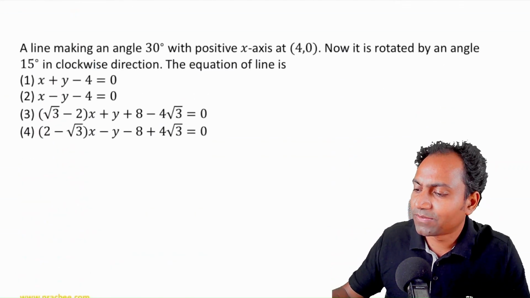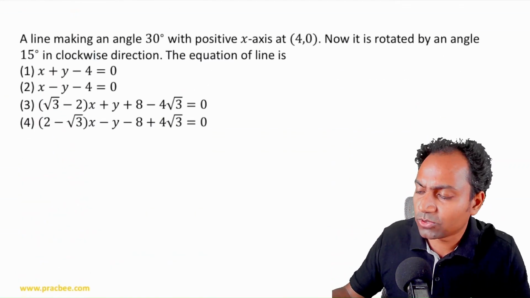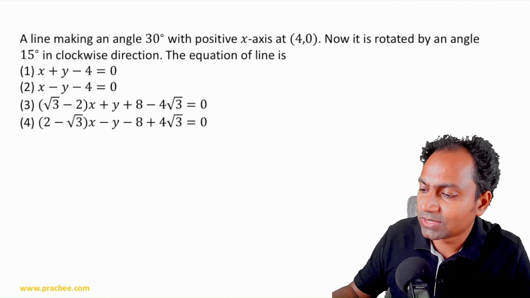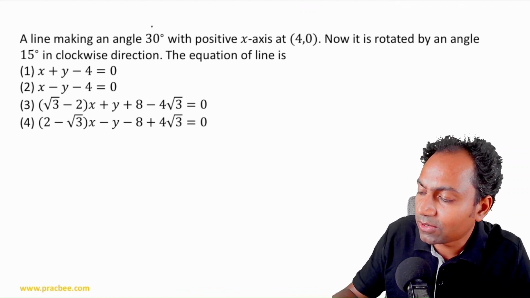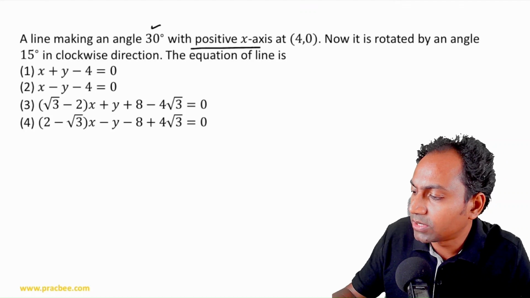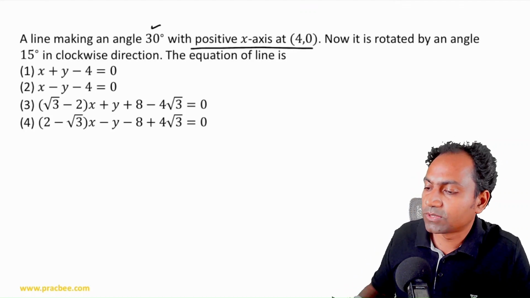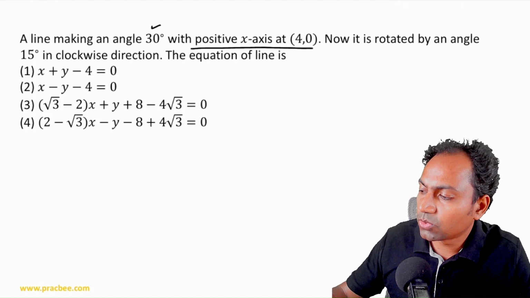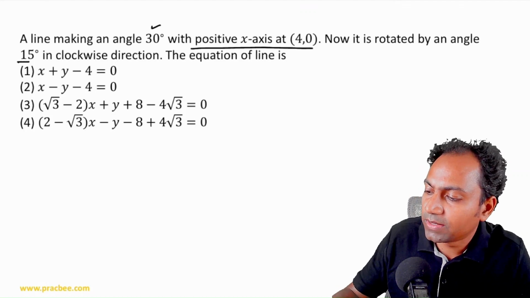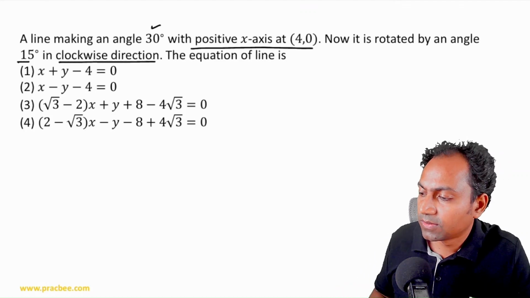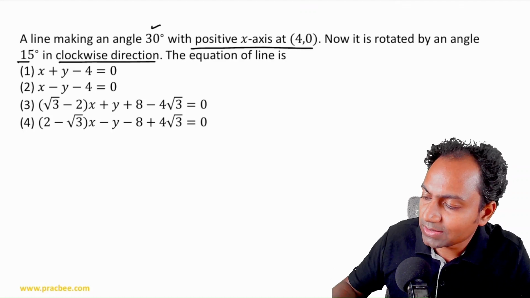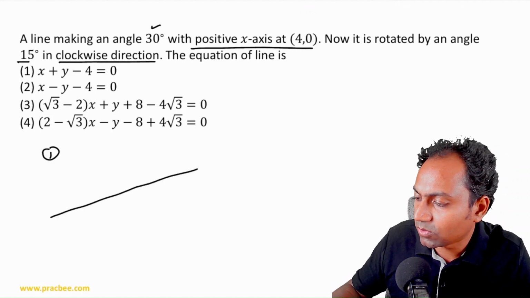If I move forward further, next question is based on the concept of coordinate geometry. This question says that a line making an angle of 30 degree with the positive direction of x-axis at (4, 0) is now rotated by an angle of 15 degree in clockwise direction. What will be the equation of the line? So let us understand what is happening by making a small diagram.